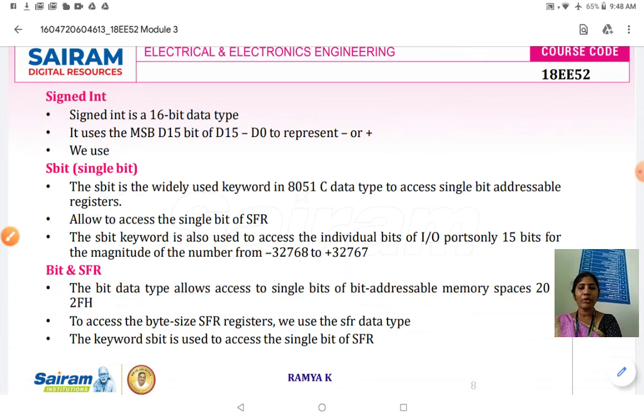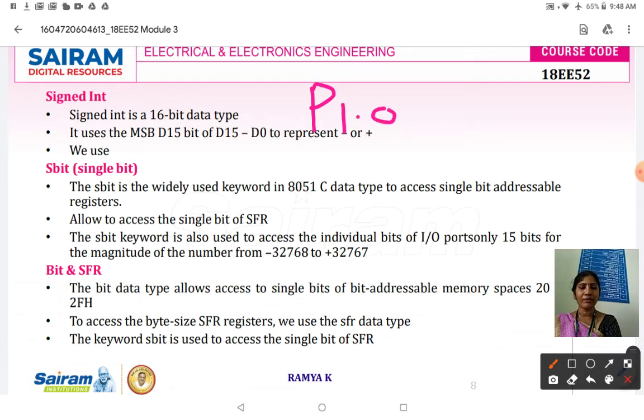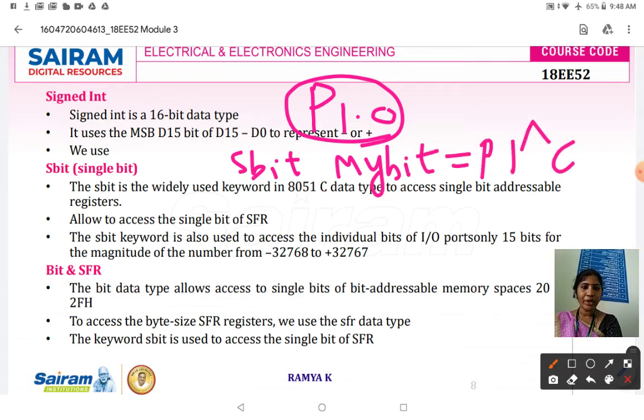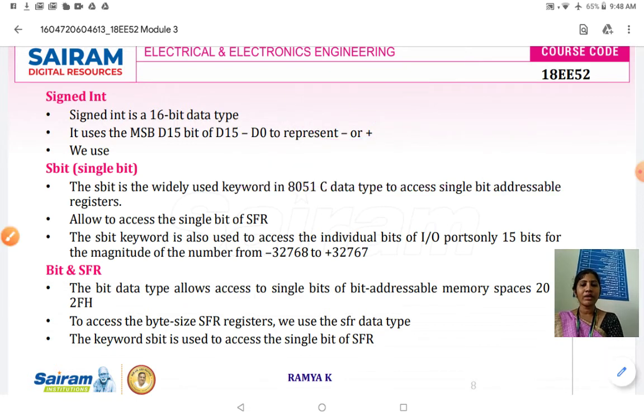Likewise, one more example. In case I want to access the 0th bit of port 1, I can specify it in my instruction as sbit, because I am going to define only a single bit. So I will be writing it as sbit mybit = P1^0. This is how I need to define a single-bit addressable register using the sbit data type.